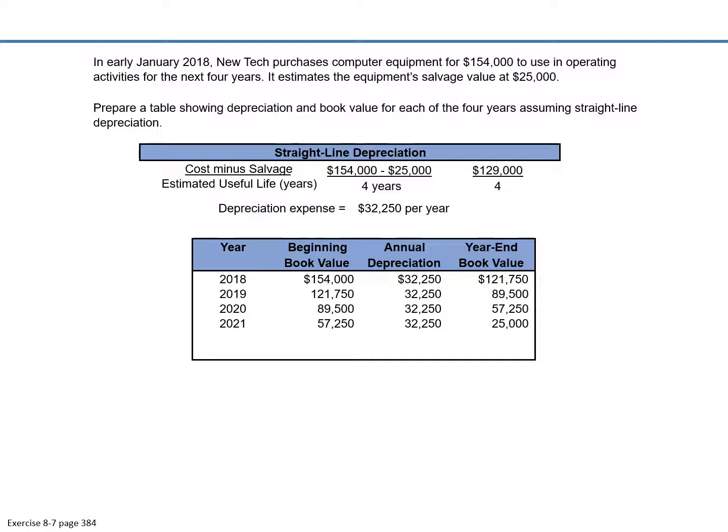That's our salvage value. So it's your beginning book value minus your annual depreciation equals your year-end book value. Total depreciation is 129,000 over the entire life, which is what we want it to be.